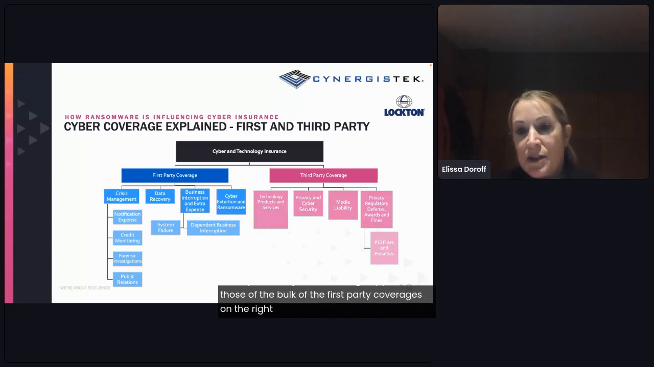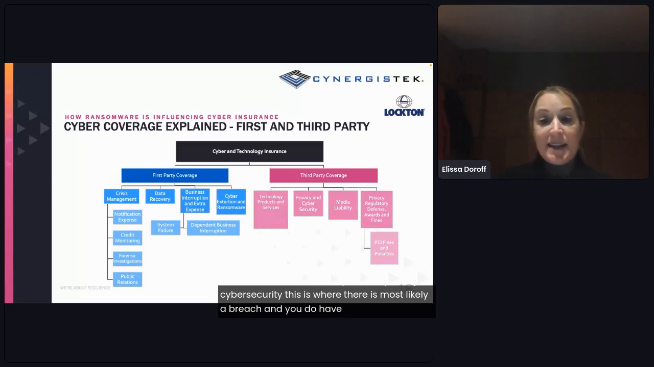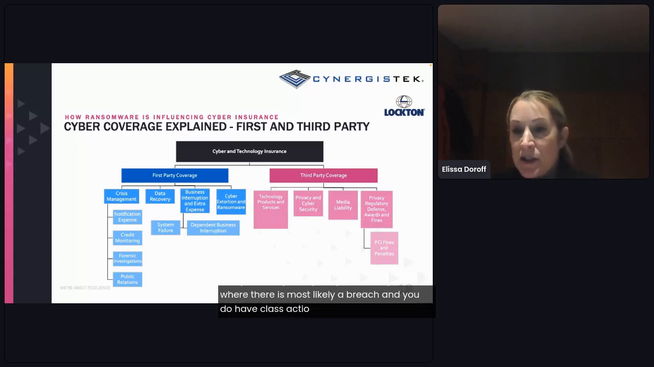On the right, you see the liability coverages. And this is where we get into more, again, like I said, the blended tech E&O, privacy and cybersecurity. This is where there is most likely a breach, and you do have class action litigation. And so that would pay for all of those defense costs and any funds that need to be paid into a consumer redress fund and or a settlement. That's the liability coverage.